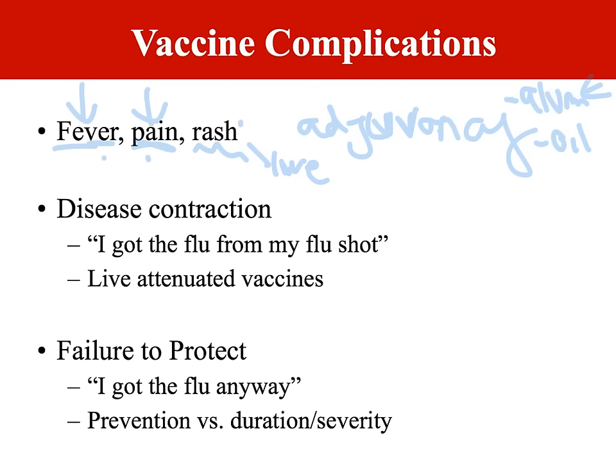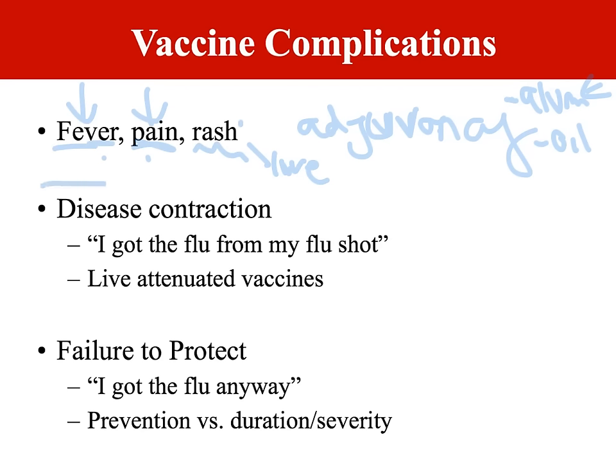Very rarely do you see anything more complicated than that. When you do, it tends to be if you have a patient who's allergic to a certain component. A notorious one is the influenza vaccine is grown in embryonated chicken eggs. And so patients who have egg allergies can sometimes react poorly to the influenza vaccine.